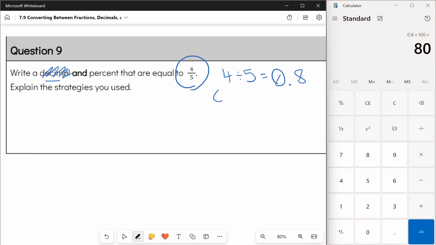So if I write down that, always, always, always show your work. 0.8 times 100. If we remember that that's an easy way of going between decimal and percent, then we can simply do that. And if we explain that in our question, that will count as showing our work. There, we get 0.8 as our decimal, 80% as our percentage.